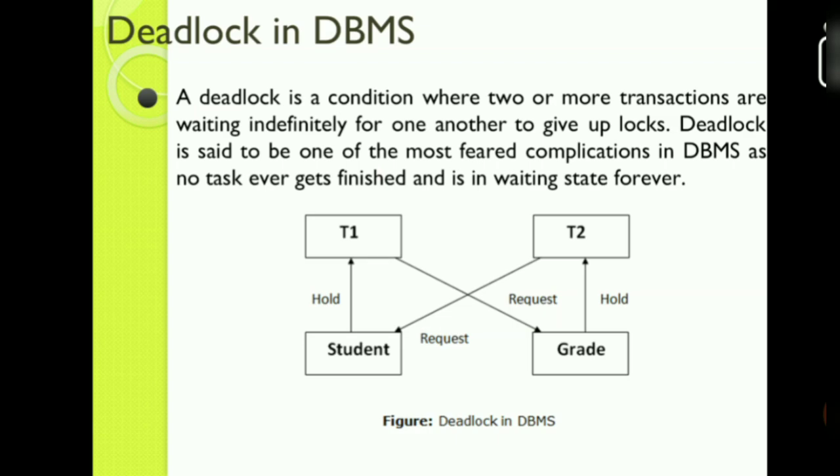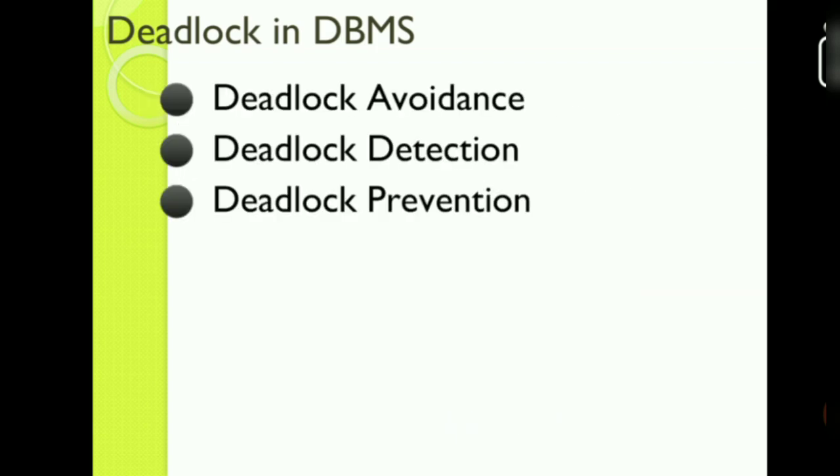Now T1 will not release the lock on student until the transaction is committed. Likewise, T2 will not release the lock on grade. So both T1 and T2 acquired one lock and are waiting for another lock which can never be given. That is called waiting indefinitely. So that is called deadlock. In deadlock, there are three categories: deadlock avoidance, deadlock prevention and deadlock detection.